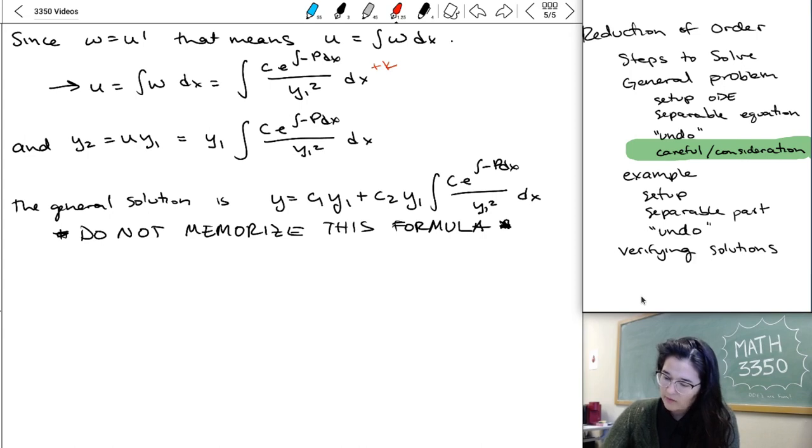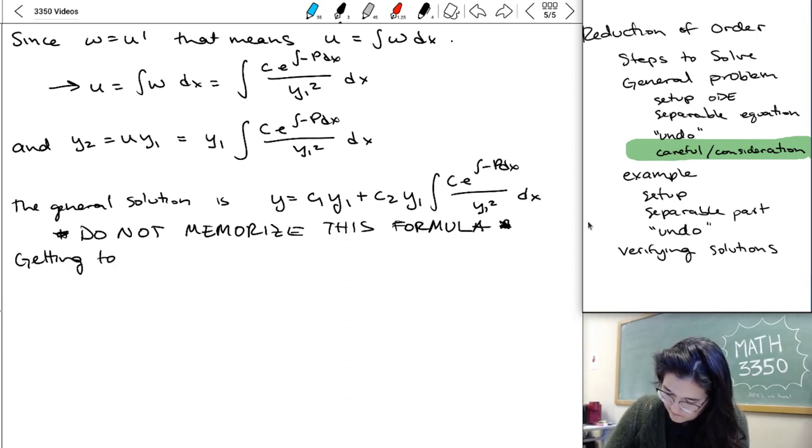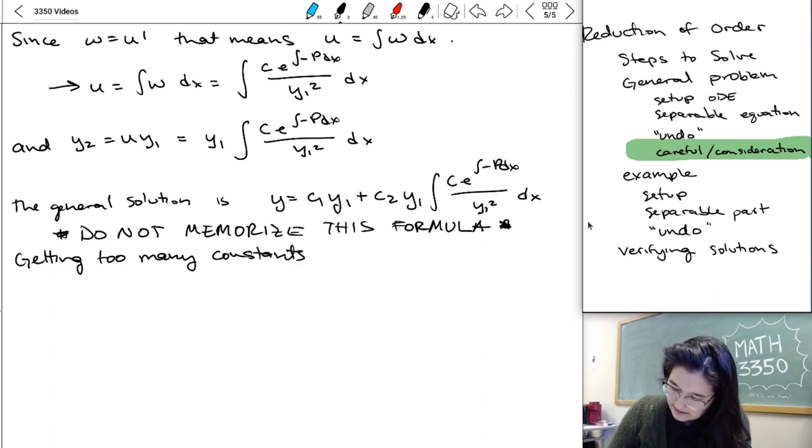And then when I have this c here and this c2 here, I end up having too many constants because they multiply by each other. And so I'm going to show you the places where you can have too many constants. I'll write them out and sort of the way that you cancel them out. But in general, at the end, you should just make sure I've got c times y1 plus c times whatever came out of the reduction of order problem, just two constants.